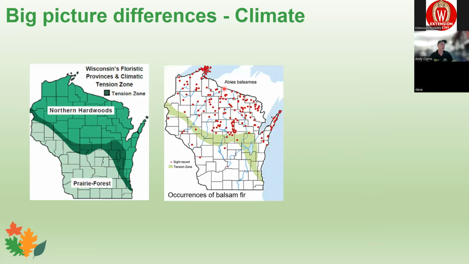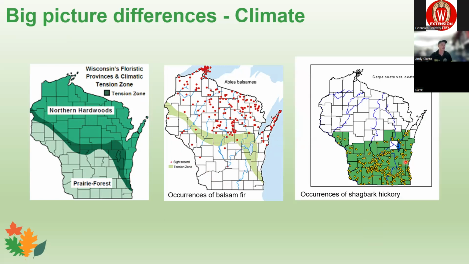What I'm getting at here is, here's an example. Each red dot on the map in the middle here is where balsam fir has been documented to grow naturally, right? Look at how well that lines up with this northern region that has significantly colder winters, a little bit longer winter. That's the difference for balsam fir. That's why it grows up here and not in the southern region.